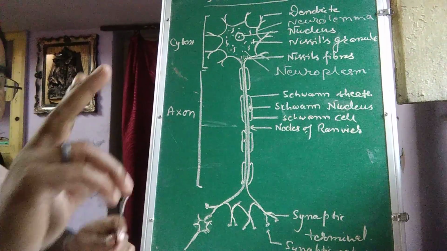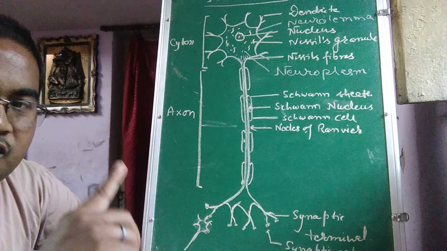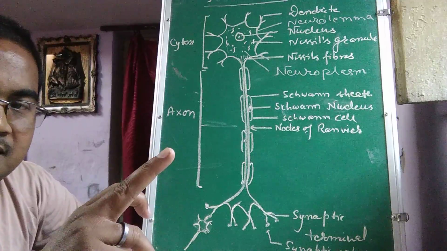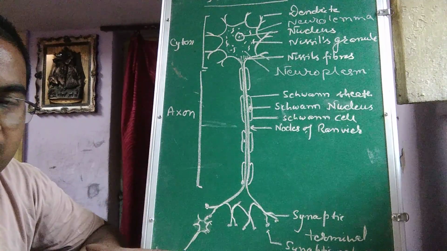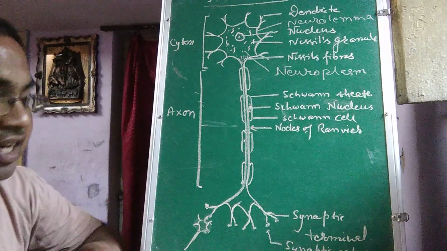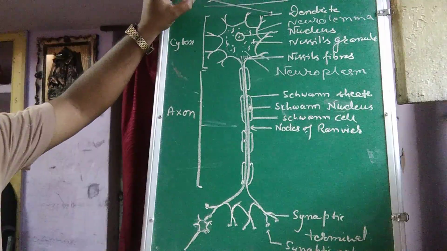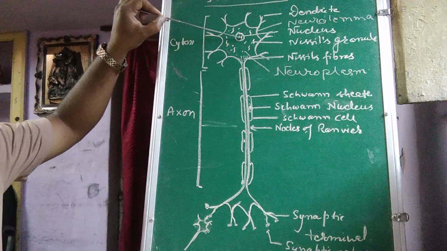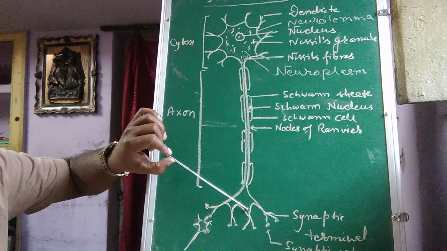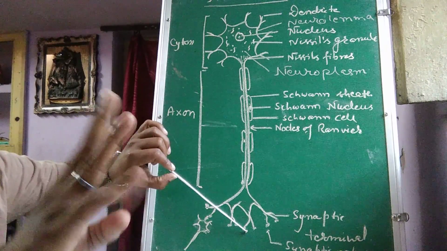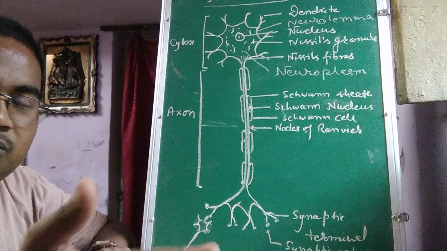So here two important points I would like to discuss with you. The first is structure of neuron. The next, the path of transportation of neural impulse. So once again I would like to repeat. The path of neural impulse is first dendrite, second cyton, third axon, then fourth synaptic terminal, and then synaptic knob 5, and then from the synaptic knob it will jump to the next neuron.